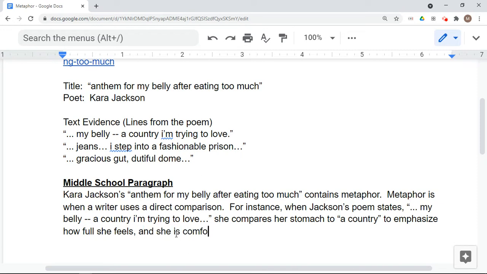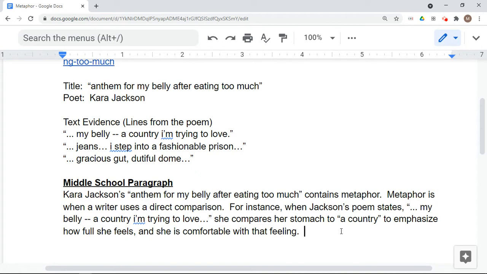So she compares her stomach to a country to emphasize how full she feels, and that she is comfortable with that feeling. I put a comma before the and because I have what's called a conjunction of FANBOYS: for, and, nor, but, or, yet, so. And then I also have a complete sentence after that conjunction, so comma before conjunction. All right, and she is comfortable with that feeling.